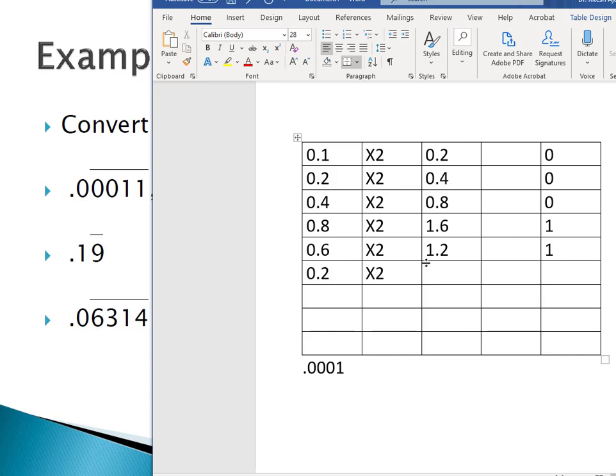Can we see a pattern? Well, I've done this already. So the next number is going to be 0.4, which we keep the 0, put the 0.4 here, times 2. Then it's going to give you 0.8. We do the same thing again, times 2, which gives you 1.6. Ah, I see a pattern.